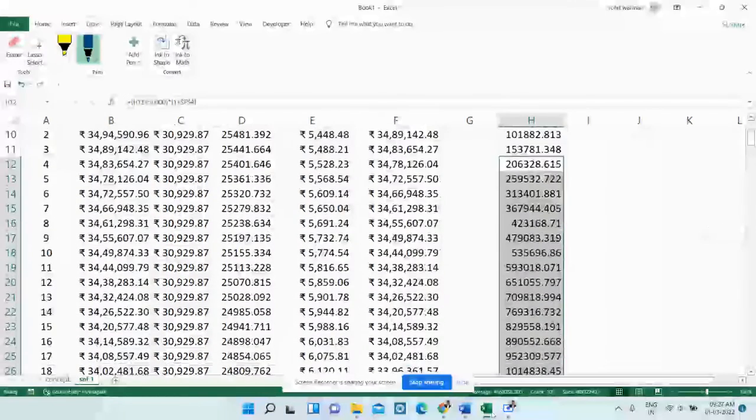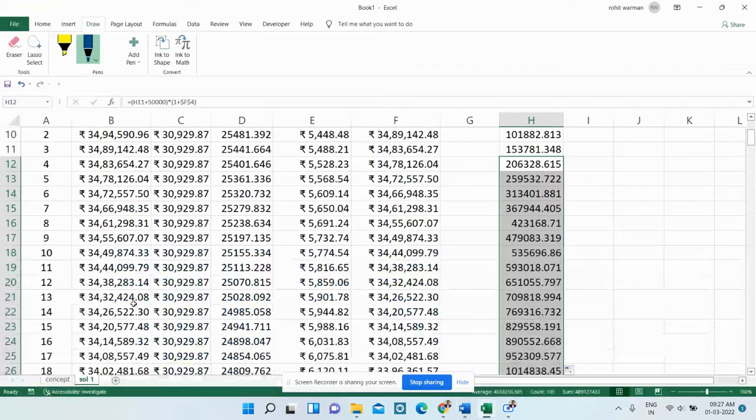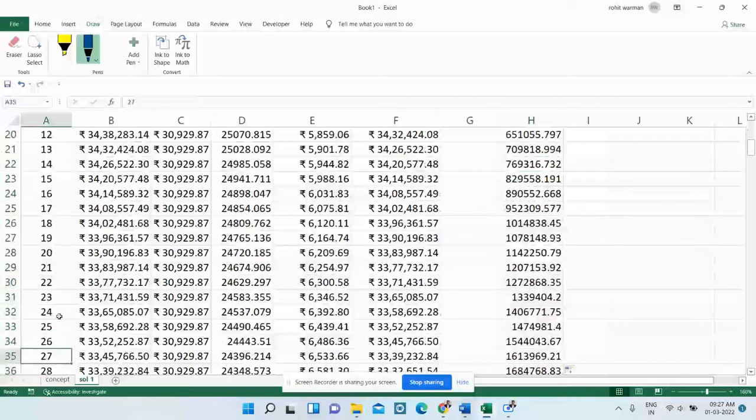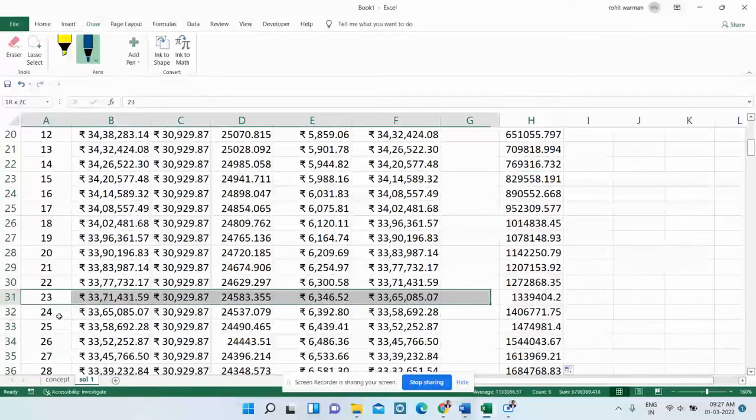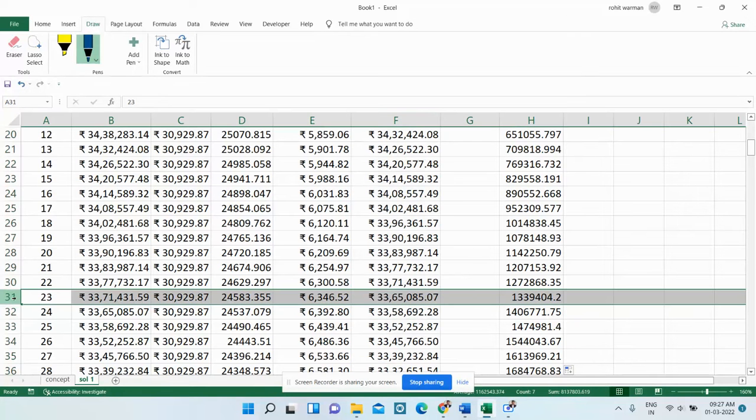Let me see what the options are. Starting with the lowest, let's say the 23rd month. I'll go to the 23rd month and you see the end balance, which is the F column. It is 33 lakhs and this is 13 lakhs. So loan outstanding is 33 lakhs, whereas the savings is 13 lakhs.